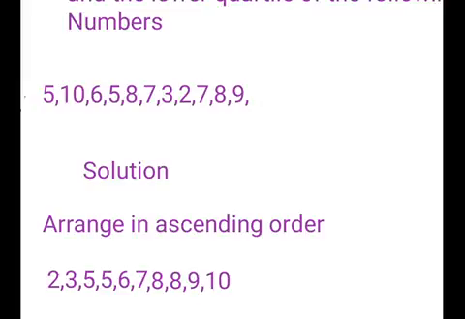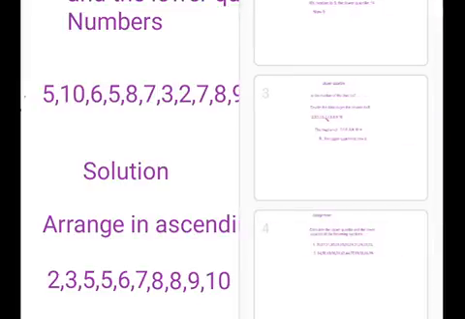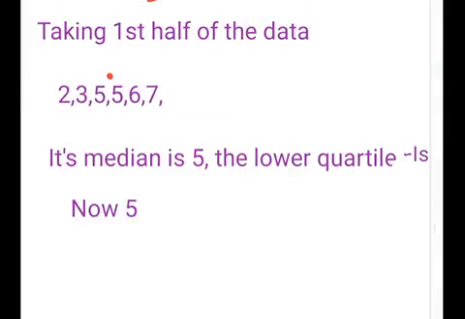If we start cancelling out, we'll get 7 as our median. I hope you had 7 in your working. So that's the median. What about the quartiles? We say the lower quartile first. The lower quartile is the median of the first half. The median of the first half is the lower quartile.